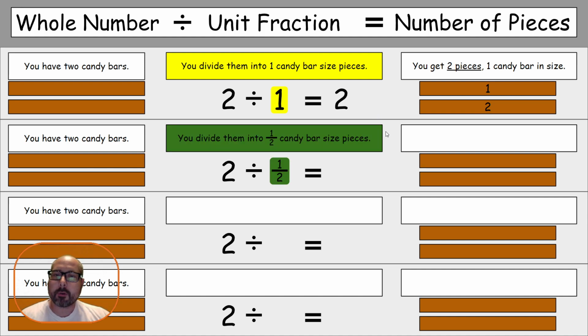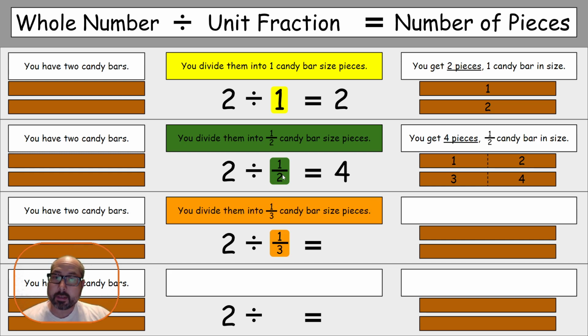Okay, so this time we're going to divide these 2 candy bars, starting out with the same number of candy bars each time, into 1/2 candy bar size pieces. So if you can imagine taking these candy bars, we now split them in half, and we're going to count the pieces. 1, 2, 3, 4. Our answer is going to be 4. You're going to end up with 4 pieces that are 1/2 a candy bar in size.